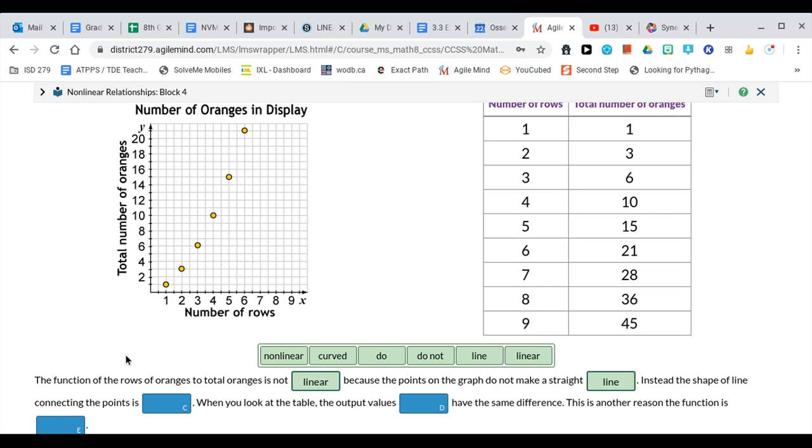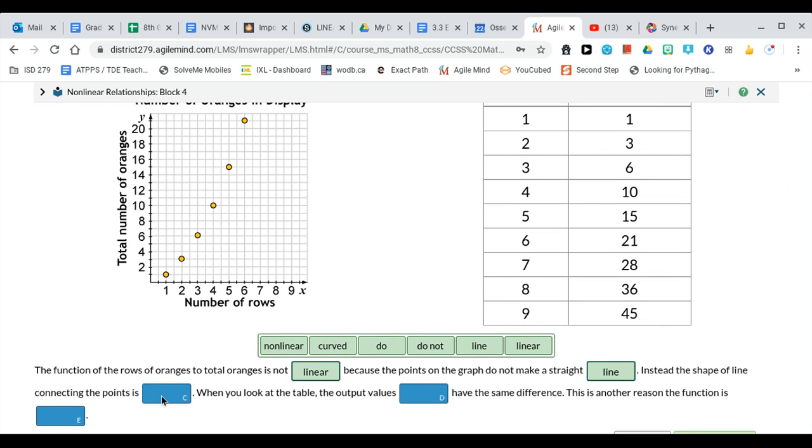Instead, the shape of the line connecting the points is blank. So instead of a line, like we said, it makes a curve. So the shape of the line connecting the points is curved. When you look at the table, the output values blank have the same difference. So it looks like it's either do or do not have the same difference.